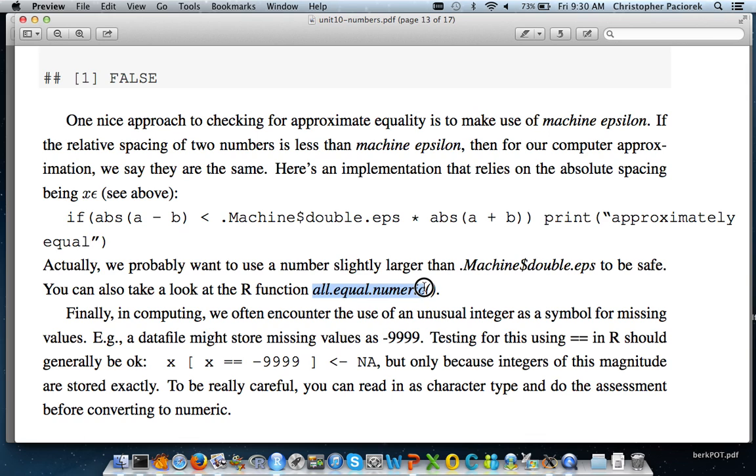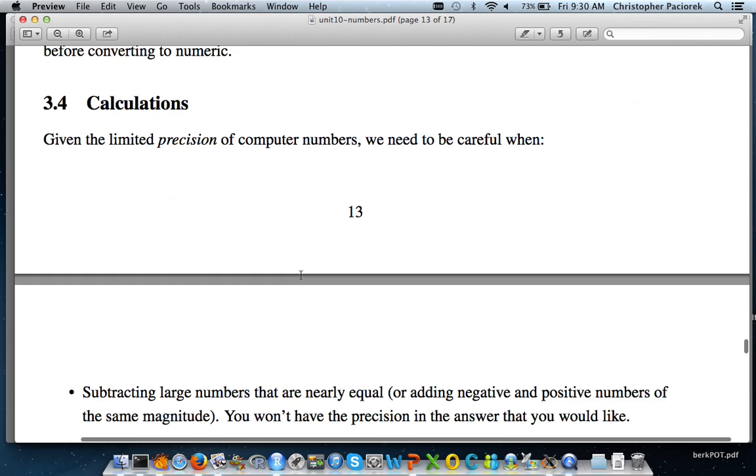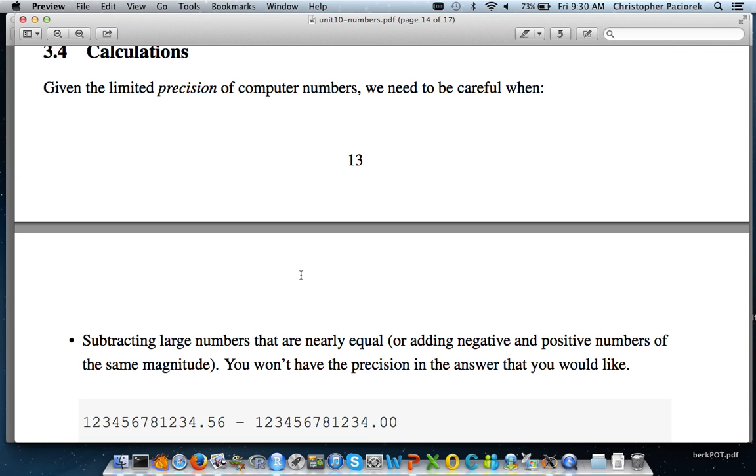There is an R function, all.equal numeric, that I think does something very similar to that little function that I just concocted and presented to you. Okay, so questions?